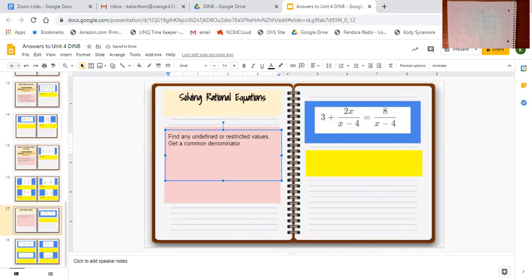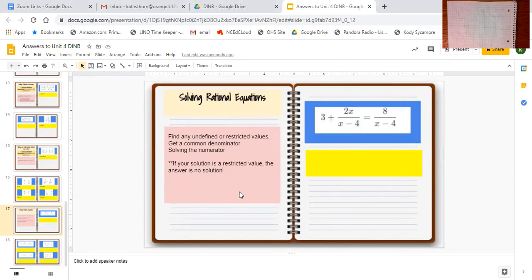And then you're really going to be multiplying by the denominator to get rid of it, but you can think of it as just ignoring the denominator and solving the numerator. So we are going to have an equals today. We have equations. We're going to get an x value. If your solution is a restricted value, then the answer is no solution. If your solution is not a restricted value, then you're good. That's just your answer. So we can have extraneous solutions. We'll talk through all these when we're working through our problems.